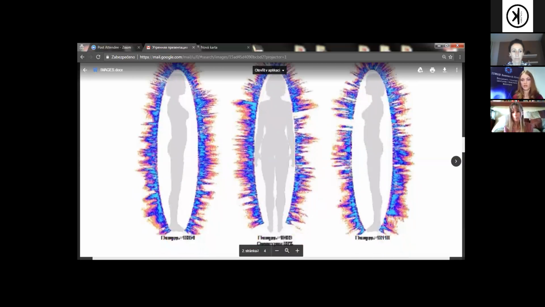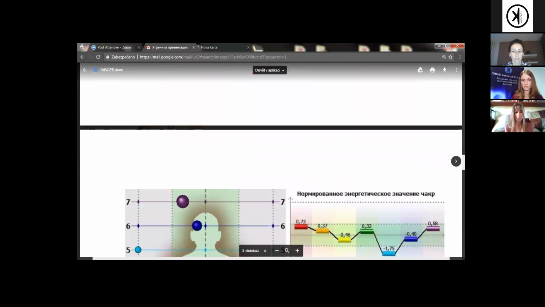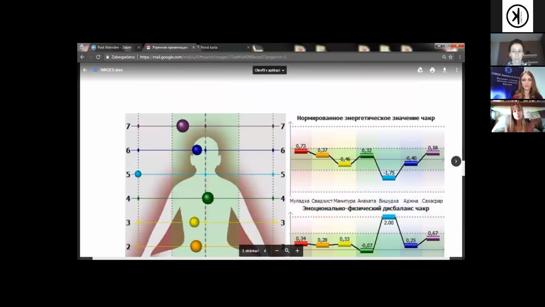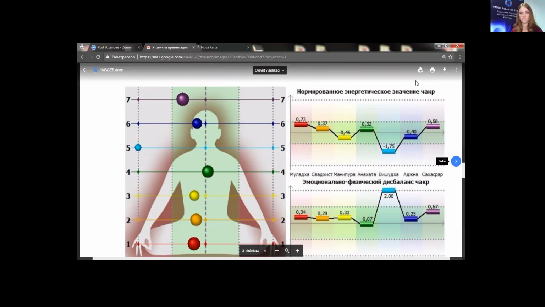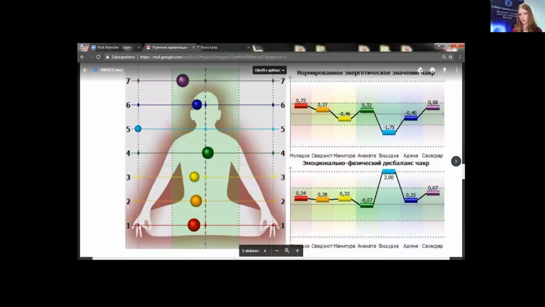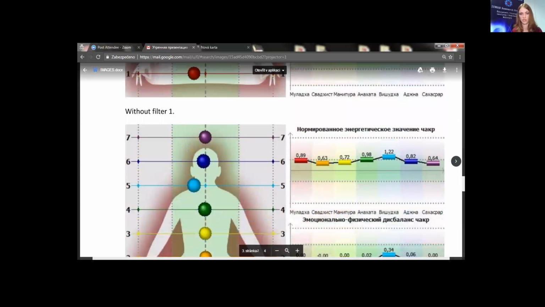Chakras. Now we can speak about the chakras of this lady. So in the beginning, they were quite unbalanced, not very unbalanced, but quite unbalanced. This scan was taken without filter. Yes, so it shows the emotional state more. And the next scan was taken with filter, but also before the emotional release, in the beginning of the experiment.